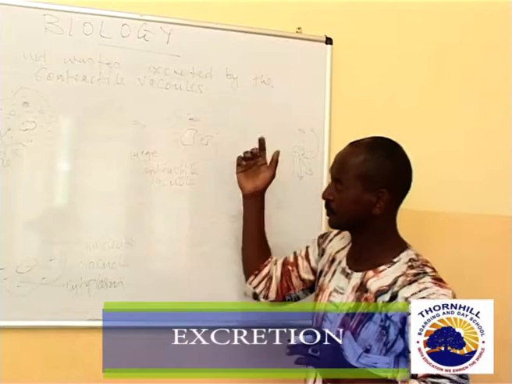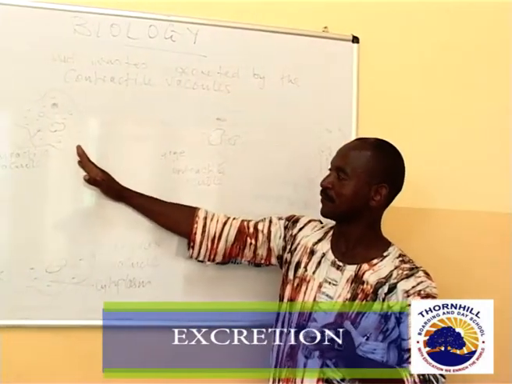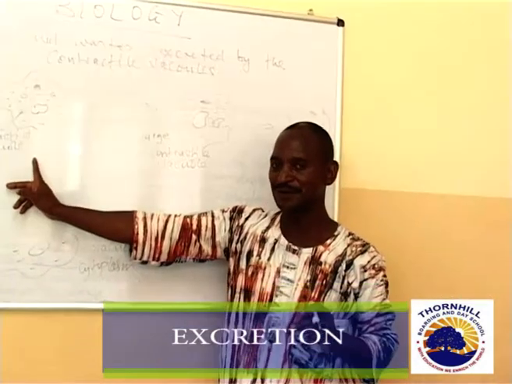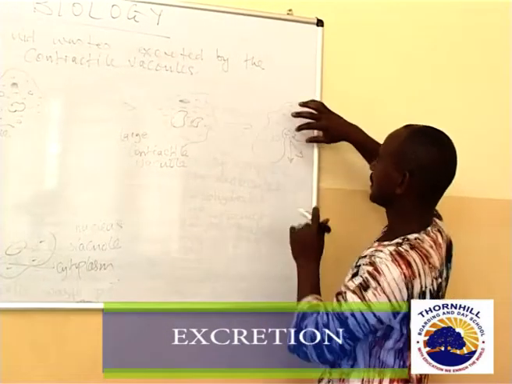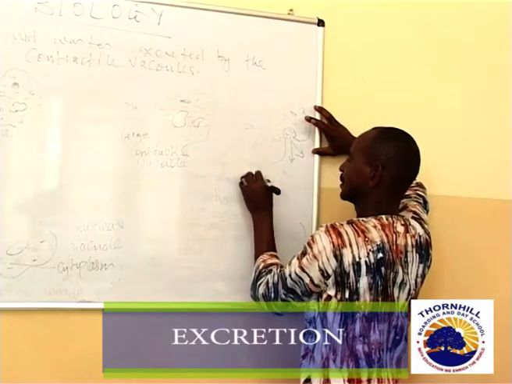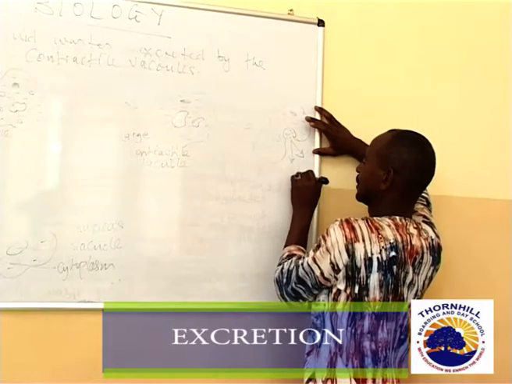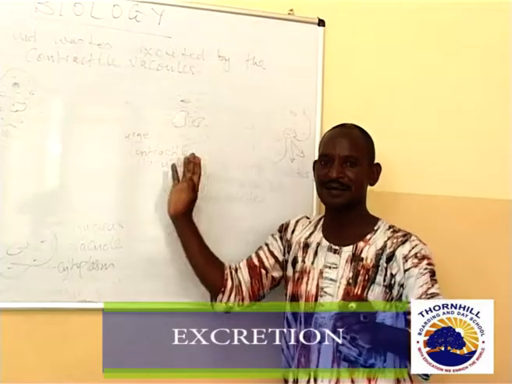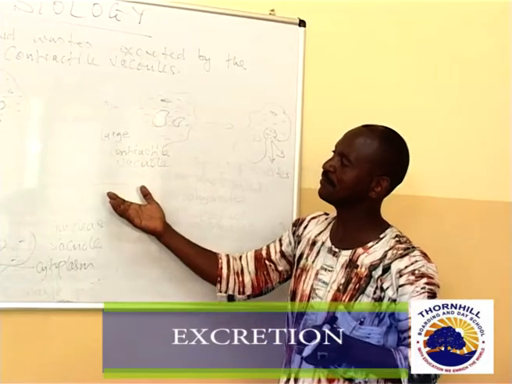Remember I said that gaseous wastes are removed by diffusion, while liquid wastes are collected in the contractile vacuoles, which end up developing a large vacuole, which in the end empties or bursts open to release the wastes. In that way, the amoeba has carried out its process of excretion. It's a simple process in the amoeba.